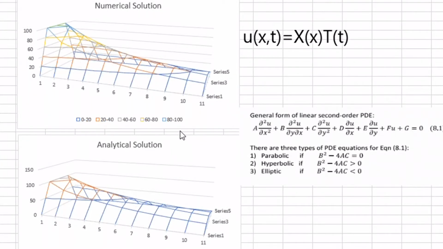A partial differential equation involves partial derivatives of an unknown function of two or more independent variables, and we will use the general form of a linear second order PDE.